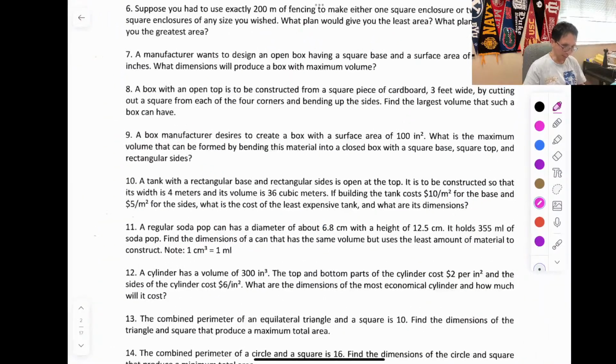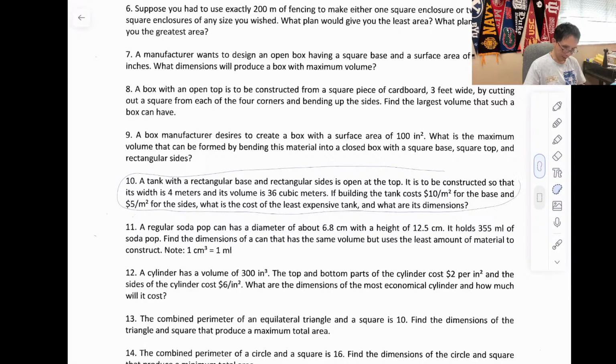Question 10 is different. I don't know if I can do this. Don't think I can do that.